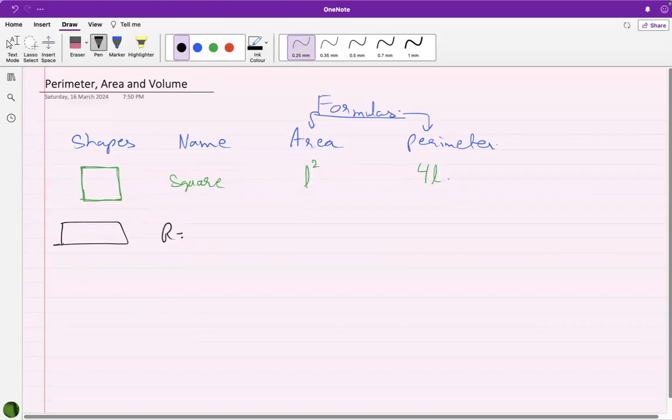Rectangle. A rectangle is length times width for area, and 2L plus 2W for perimeter, basically. Very good.